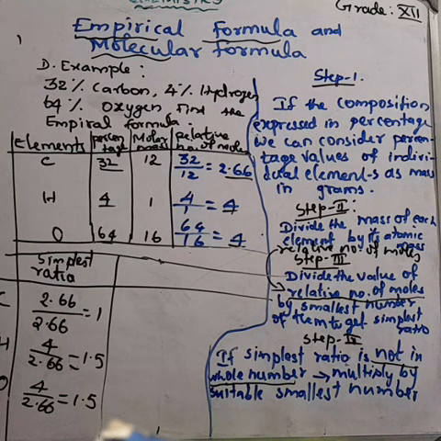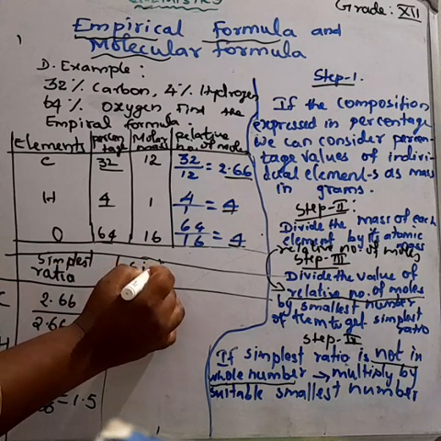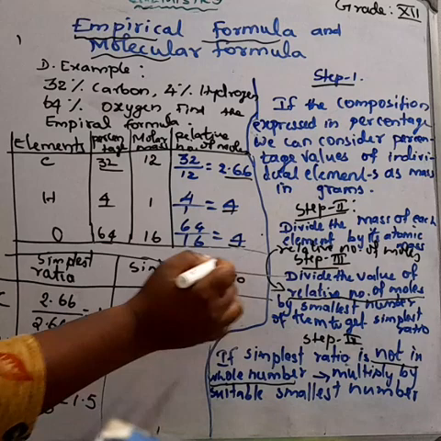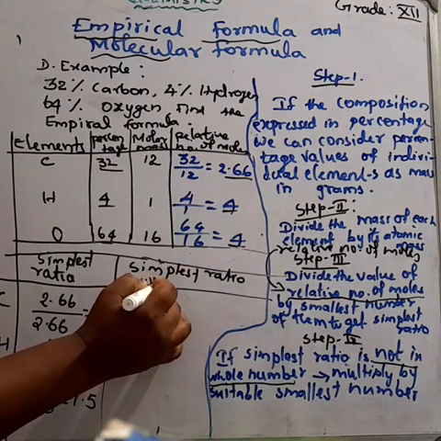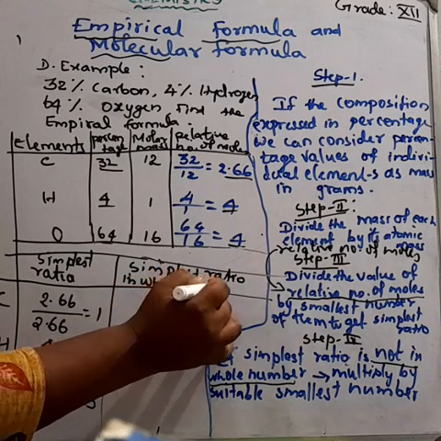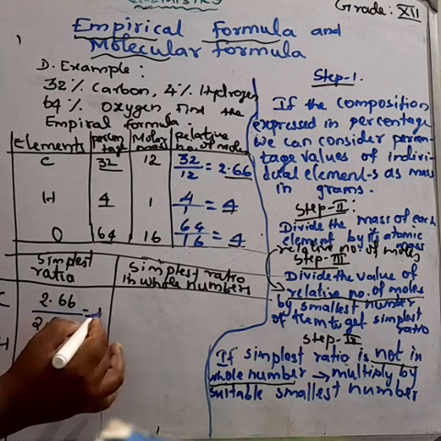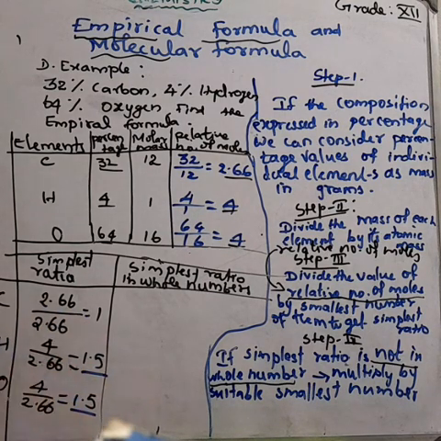Then how can we get the simplest ratio in whole numbers? This is not whole numbers now, because the carbon ratio is 1 but hydrogen is 1.5, and oxygen also 1.5. It is not in whole numbers. So how can we get the simplest ratio in whole numbers?